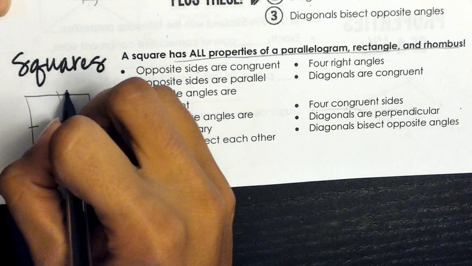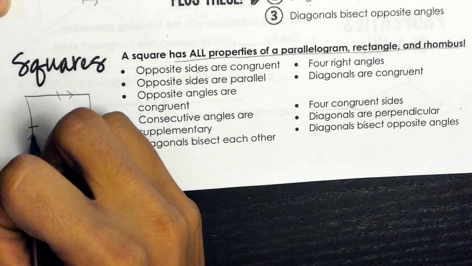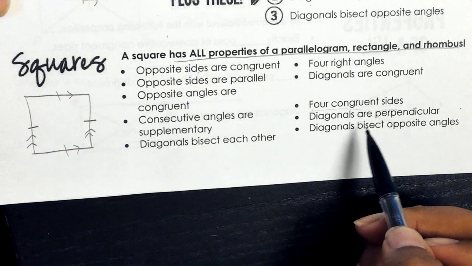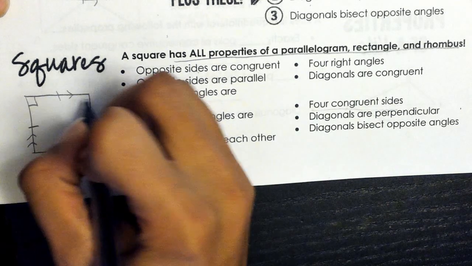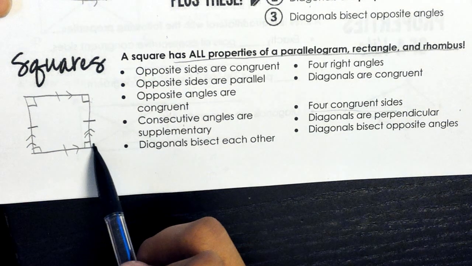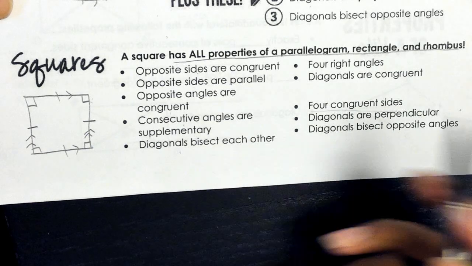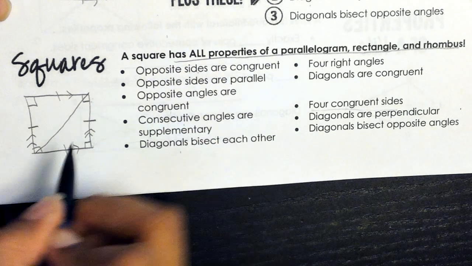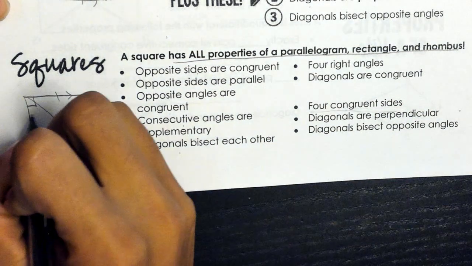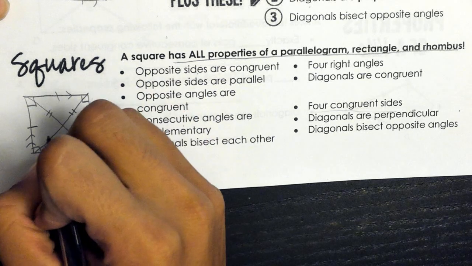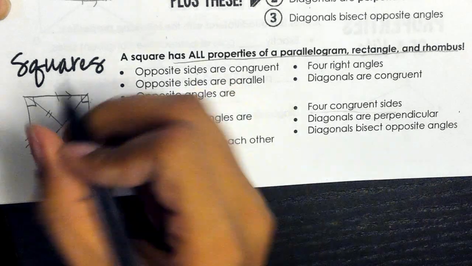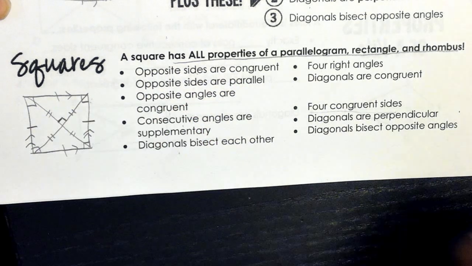Opposite sides are parallel. This is still true, so we can use our arrows. Then we have opposite angles are congruent, but we know that all the angles are going to be right angles, which means that the consecutive angles still equal 180. Diagonals bisect each other. But just like a rectangle, the diagonals are congruent. So, there we go. And then just like a rhombus, the diagonals are perpendicular.